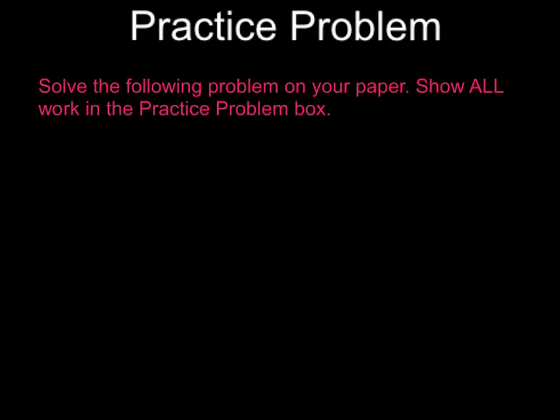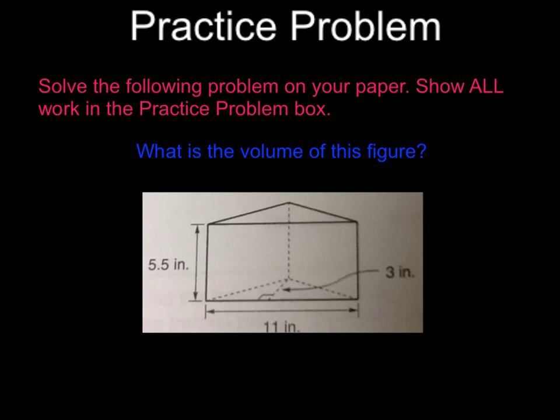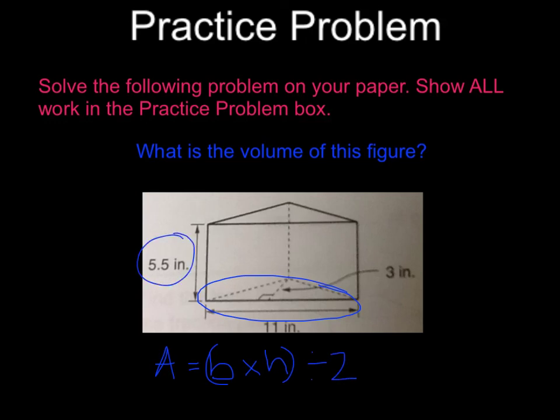Here is today's practice problem. Solve the following problem on your paper. Show all work in the practice problem box. What is the volume of this figure? Don't forget to find the area of the triangle on the bottom first by using the formula area equals base times height divided by 2. Then multiply it by the total height of the figure to find your answer.